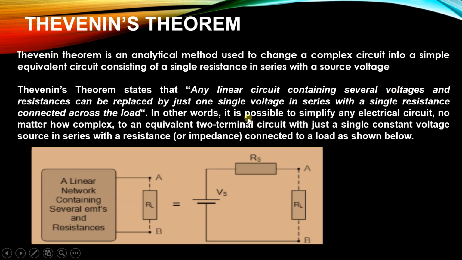figure. Here we have a linear circuit, a linear network, connected with a load resistance between terminals A and B. This linear circuit is converted into a single voltage source and a resistance, and these two are connected in series with each other, and the load resistance is connected across the terminals A and B. This voltage source is known as the Thevenin voltage and this resistance is known as the Thevenin resistance, as we will see further in this video.